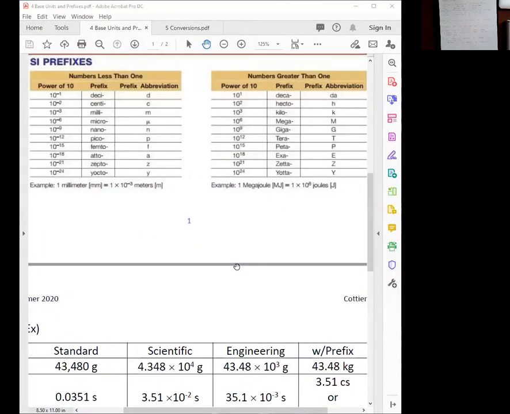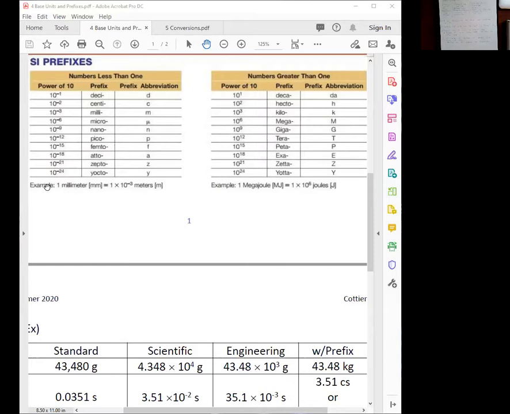Let me share my screen real quick. So these are the prefixes. So 10 to the negative 1 would be deci, or decimal, decimeter, deciliter, etc. c means 10 to the negative 2, so these letters attached to a number represent these powers of 10. So if you see a mu or a lowercase m, that means this, okay?